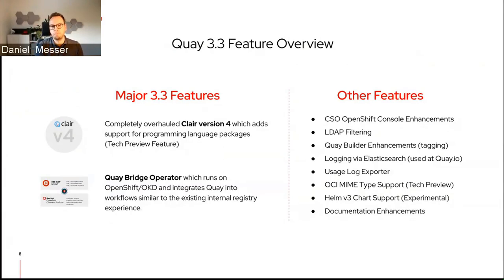We also added a couple of smaller improvements across the board. Things like LDAP filtering help users with that kind of authentication backend to be more precise about which users they want to see in Quay. We have some features that actually trickle down from Quay.io, like forwarding larger volumes of logging data to Elasticsearch. And we are also introducing some experimental features. One of them is Helm V3 chart support, which is based on the OCI artifacts spec. So if you enable two experimental flags, one on the Helm side and one on the Quay side, you can actually also use Quay to push and pull Helm charts as well.